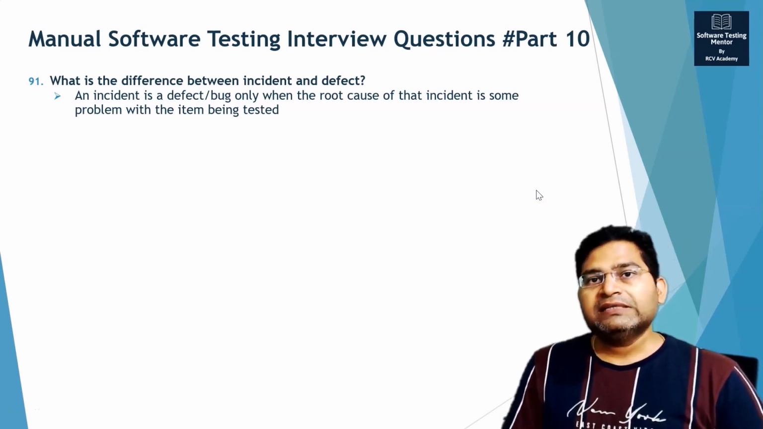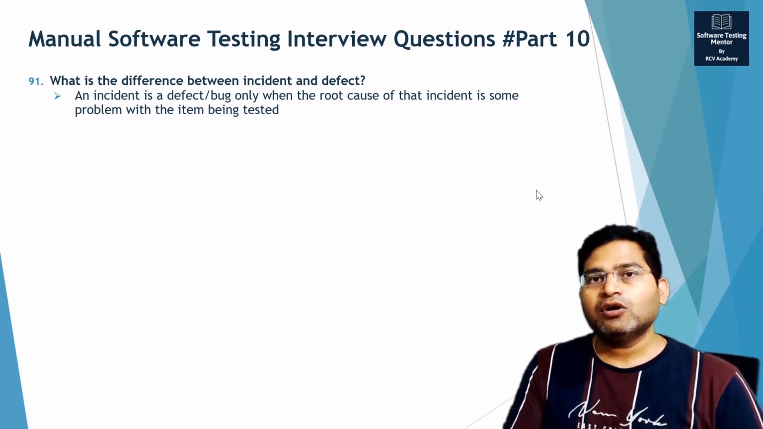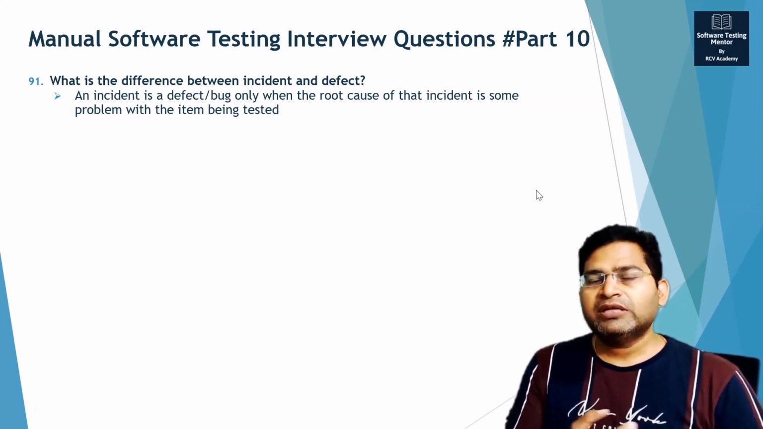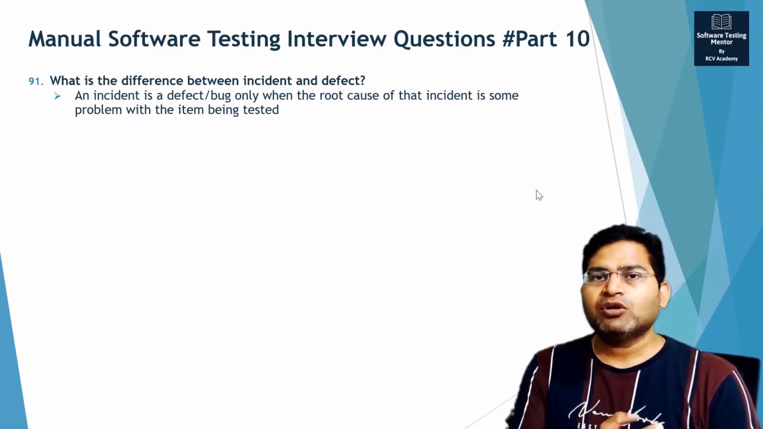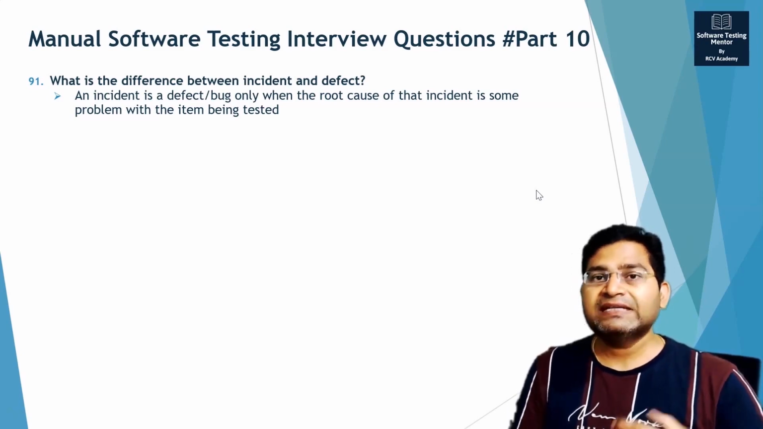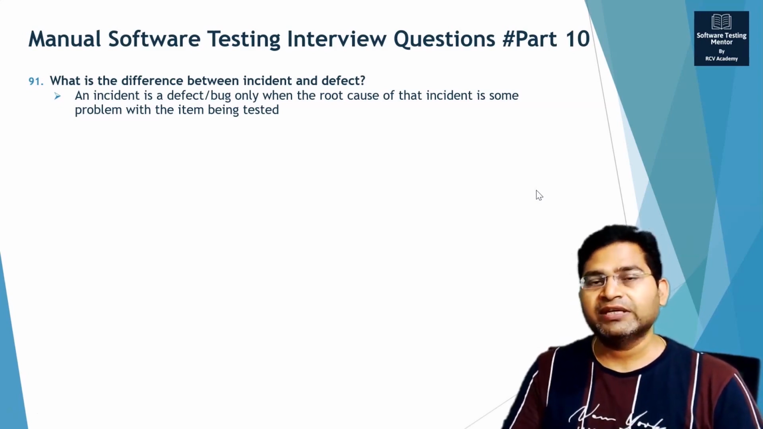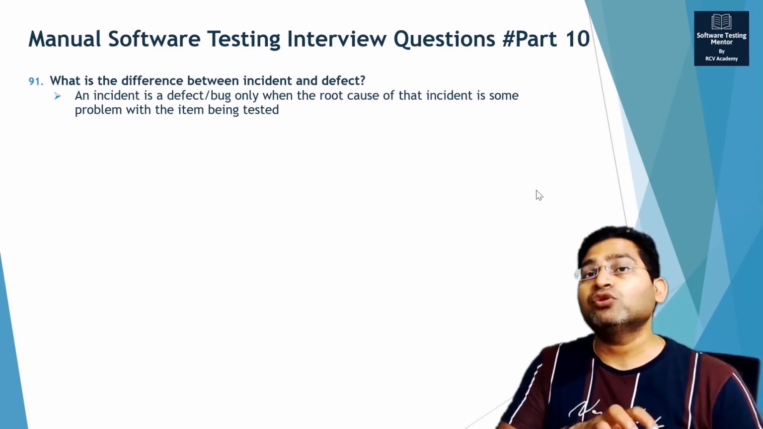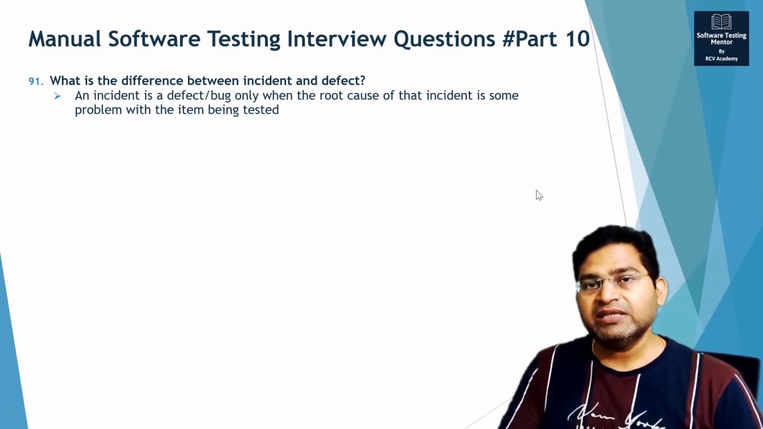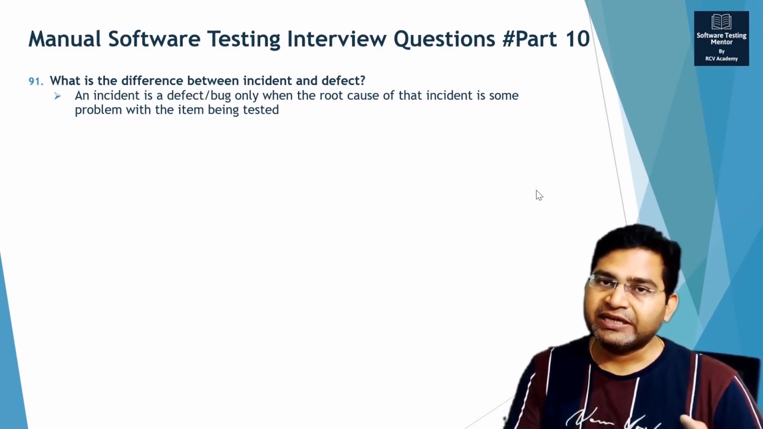Now, an incident is any sort of mismatch between the actual and the expected, and there could be many reasons. There could be a reason because the test data that is being used is not correct. Now, if the test data that is being used to test something is not correct, that is not a defect because it's an issue with the test data, right? It's nothing to do with the actual implementation of the software.